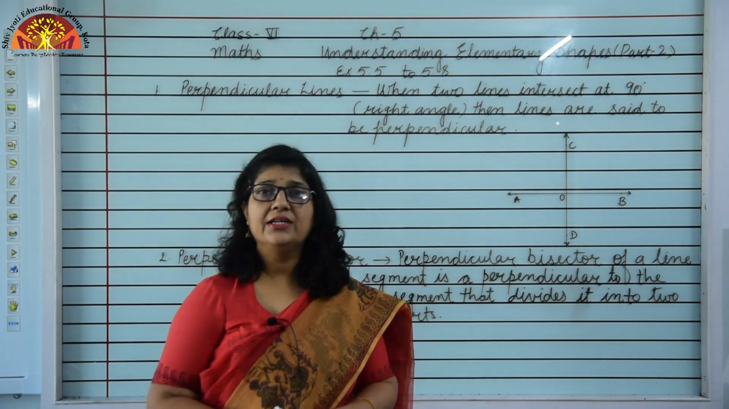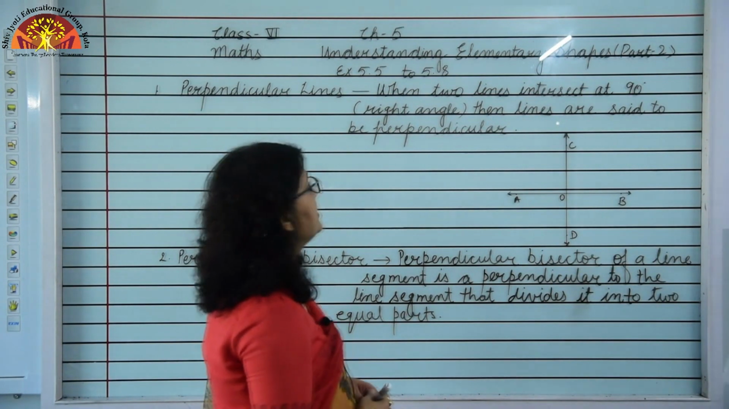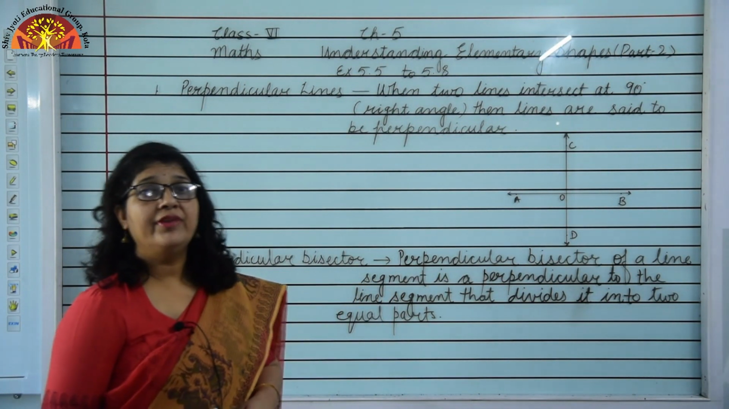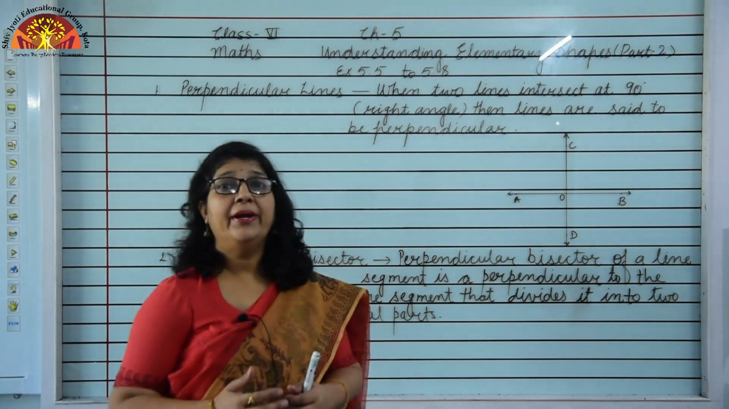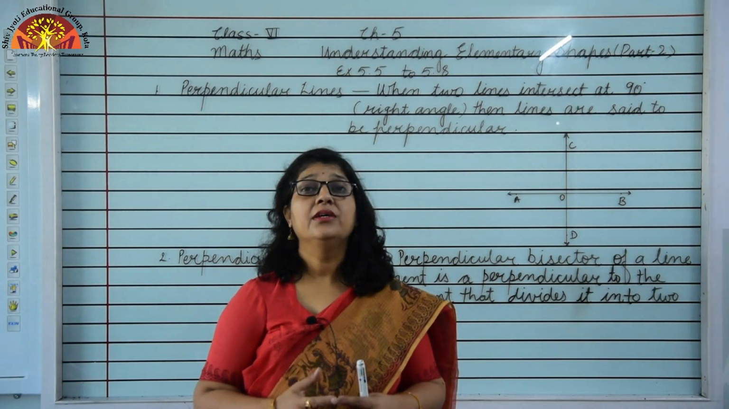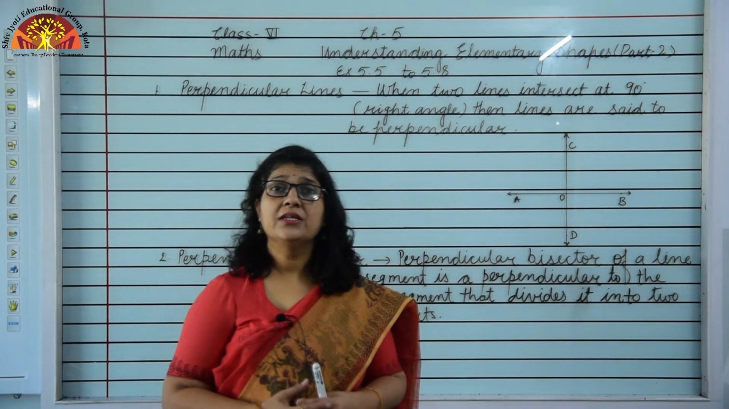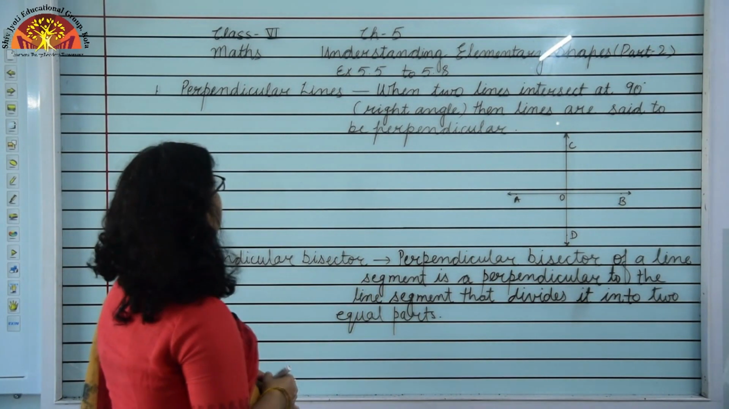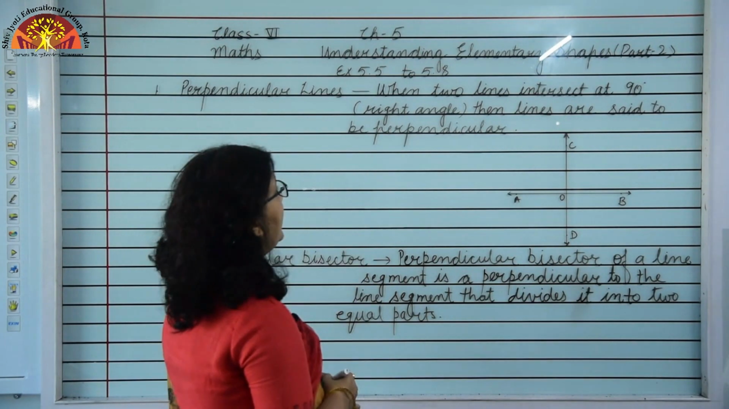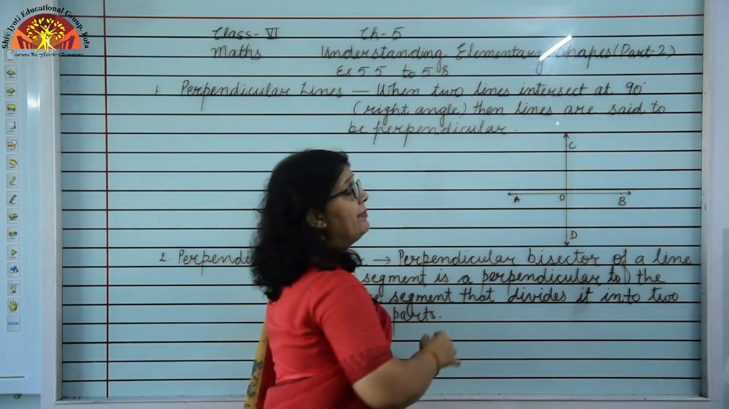Today we will start chapter 5 Understanding Elementary Shapes part 2 of class 6 Maths. Students, today we will discuss perpendicular lines, perpendicular bisectors, triangles, quadrilaterals and three-dimensional shapes in this part. First we will discuss perpendicular lines. What are perpendicular lines? When two lines intersect at 90 degrees, then the lines are said to be perpendicular.